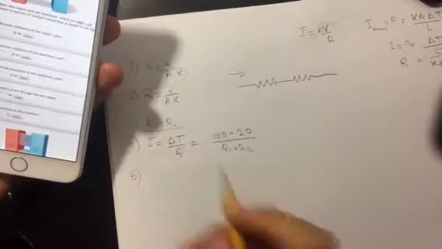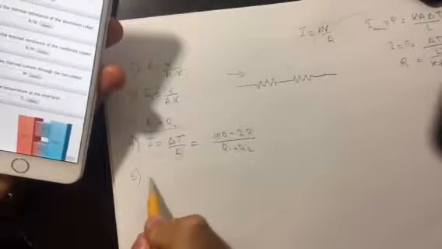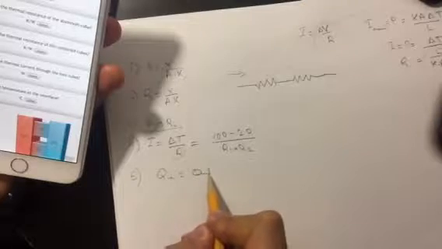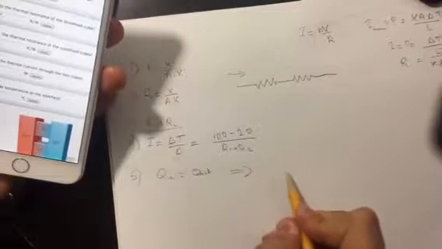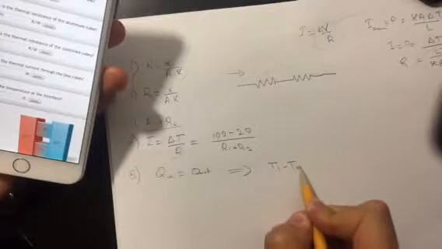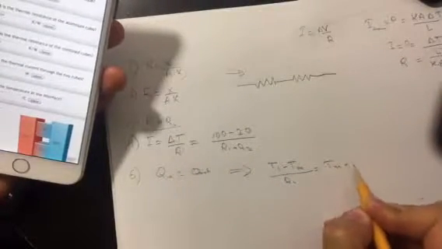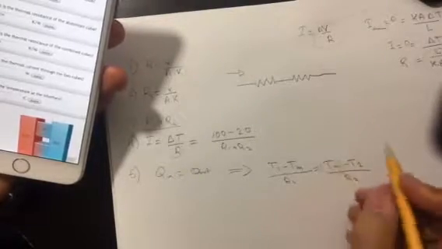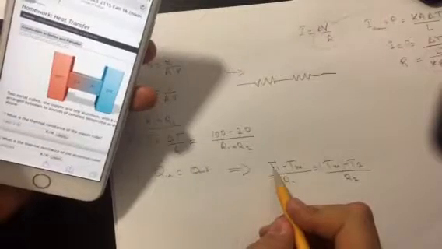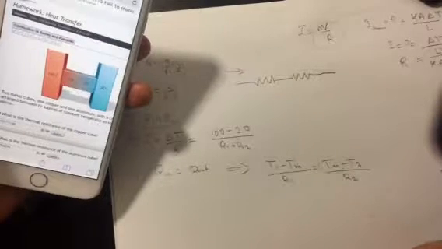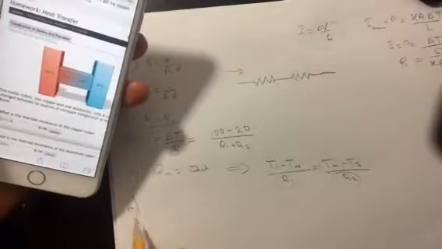Number 5, what's the temperature at the interface? What we do is, Q in is going to be equal to Q out, which is going to be equal to T1 minus Tm divided by R1, equal to Tm minus T2 divided by R2. Tm is the temperature in the middle, and that's what we're trying to find in here. So temperature 1 is the 100, minus the middle, and the middle minus the other temperature, and these R's.